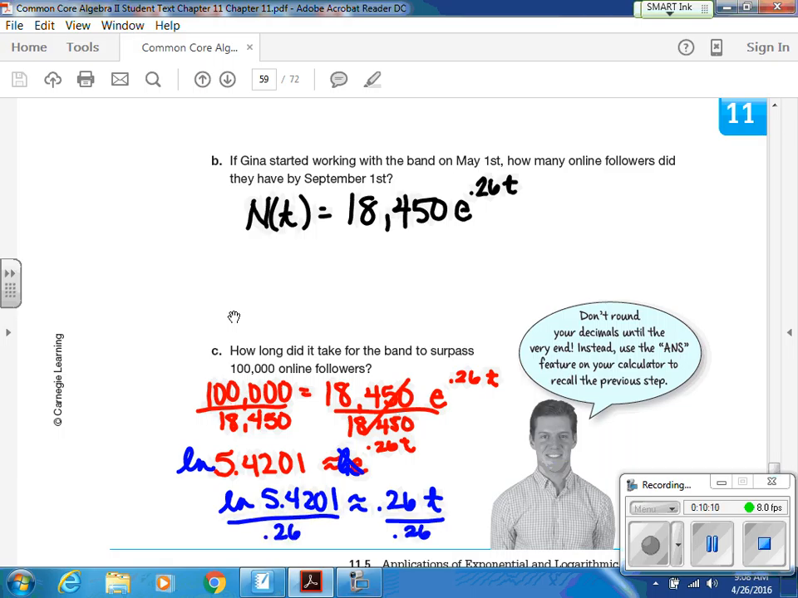So I'm going to put it in my calculator so I can get the most accurate answer possible. I'm going to put in the natural log of the answer, because my calculator still remembers this answer, and it's this long answer. So the natural log of the answer divided by 0.26, it's going to take them about 6.5 months.